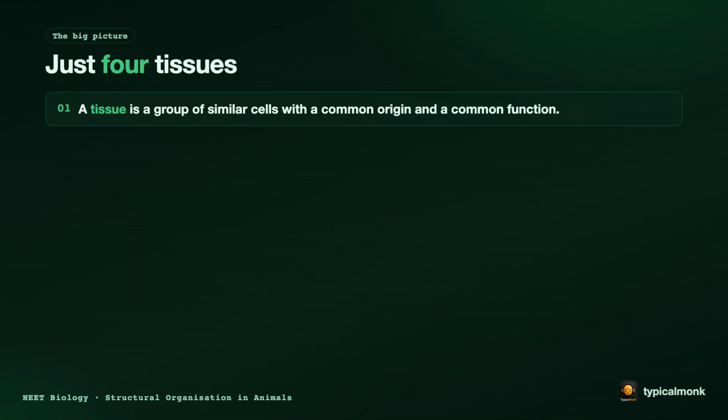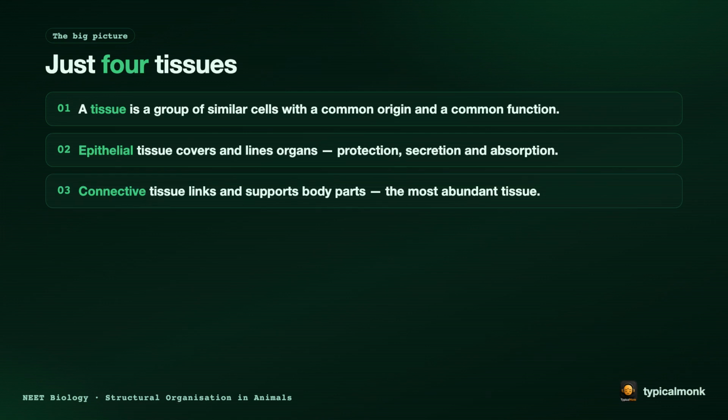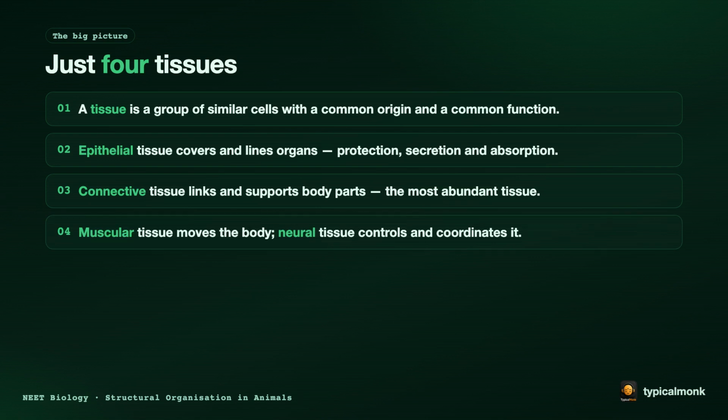First, let's look at the big picture. A tissue is a group of similar cells with a common origin and a common function. Epithelial tissue covers and lines organs. That is, protection, secretion, and absorption. Connective tissue links and supports the body parts, and it is the most abundant tissue. Muscular tissue moves the body, and neural tissue controls and coordinates it.